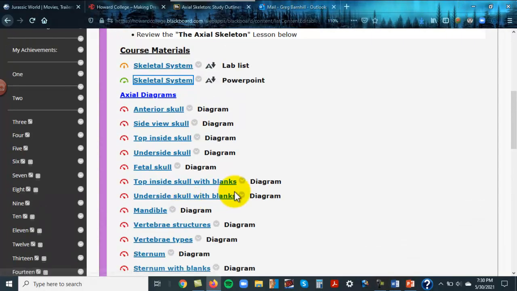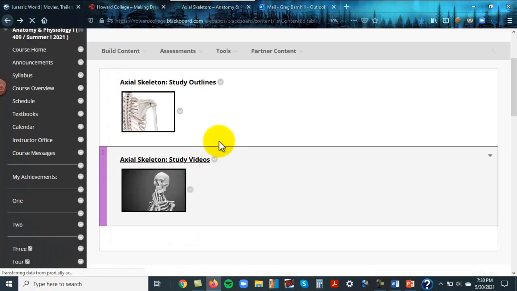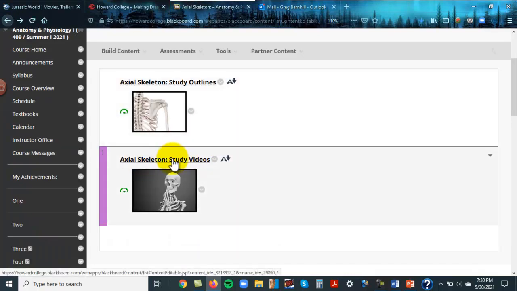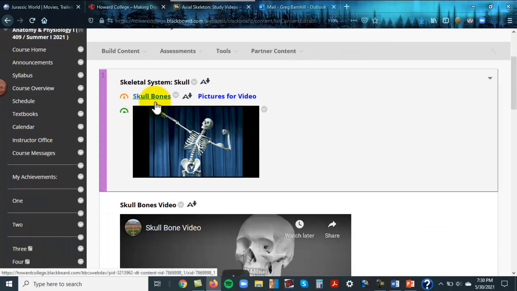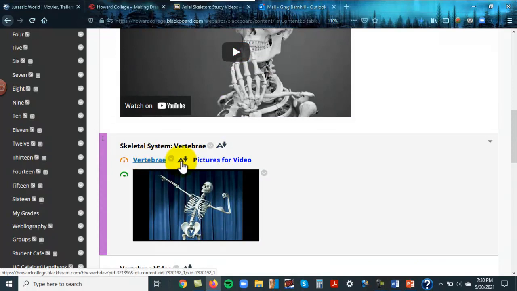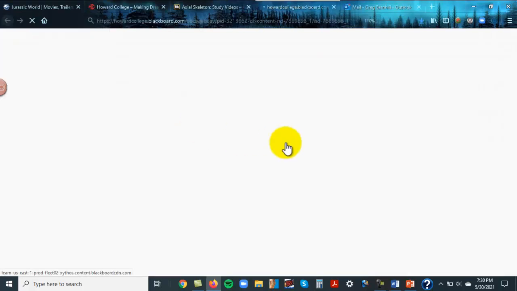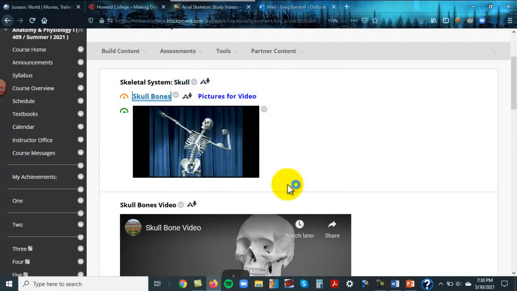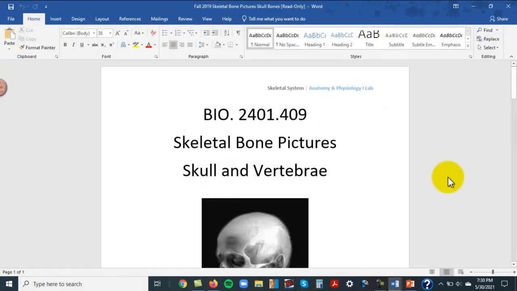Now, the only thing I don't see, and it may be under this other folder. So, Axial Skeleton Study Videos. That's right. Skull bones, it says pictures for video. Here's the video. Vertebrae, pictures for video. And I know there's a picture there, but here are the links you're going to click on. So this is very important. These are the pictures that are going to be on the exam.